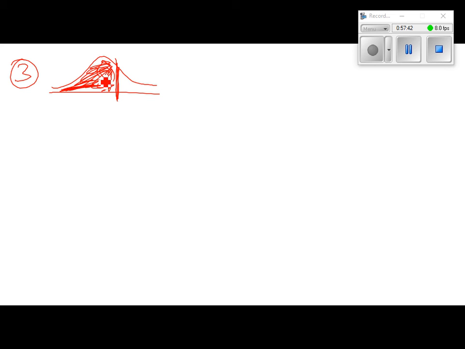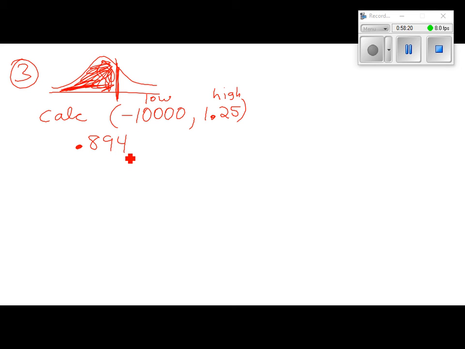If we use our calculators, what did we say last time? What do you have to punch in? Negative 10,000. And we're on the Z chart, not the raw scores. So we just punch in the Z score here, 1.25. We just punch in the low limit and the high limit. The only time we need the mean and standard deviation is when we're using raw scores, not Z scores. 0.89, anybody else get that? I got 0.894, is that right? Yeah.